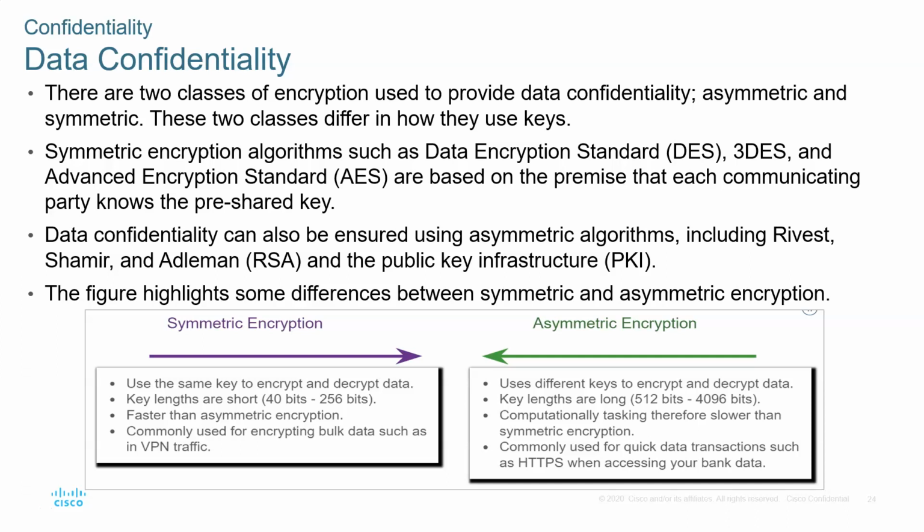So symmetric encryption means the sender and the receiver has the same key, and they encrypt and decrypt the data using the same key. Pre-shared key, sometimes we call it, right? The longer the key, of course, the better. The advantage is that encrypting and decrypting the data becomes very, very quick.